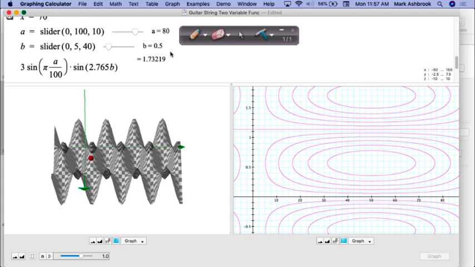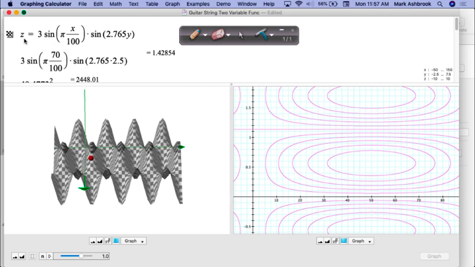So remember our guitar string? This was the formula for the guitar string. X being the distance down the string, y being time since the string was plucked. Okay, so that's the first representation.